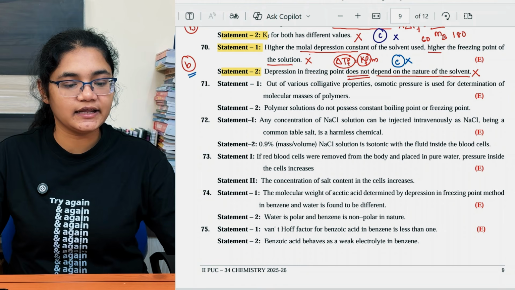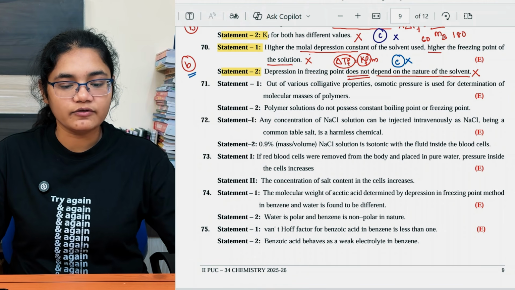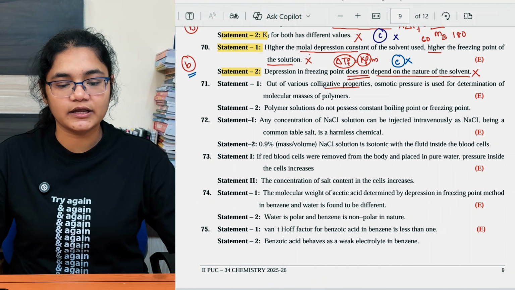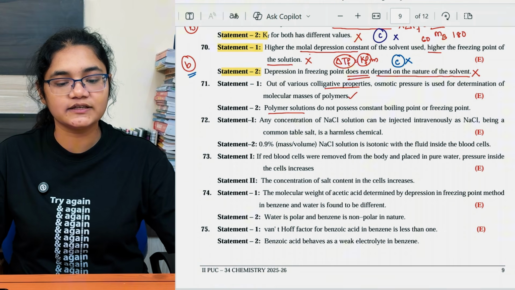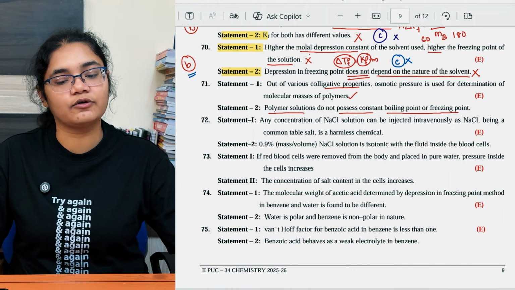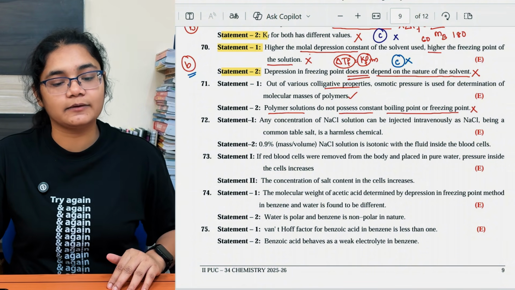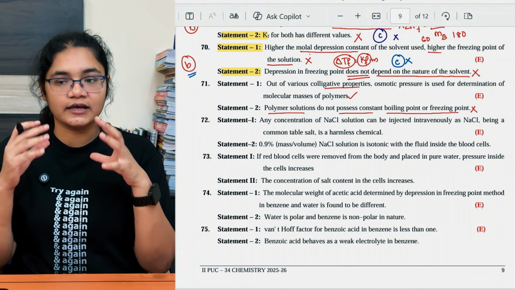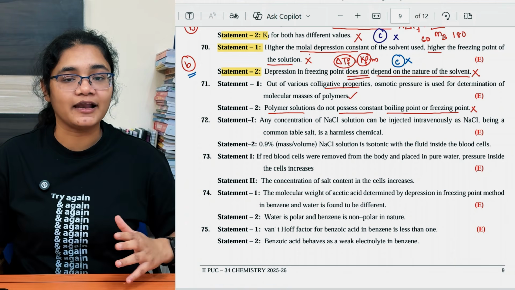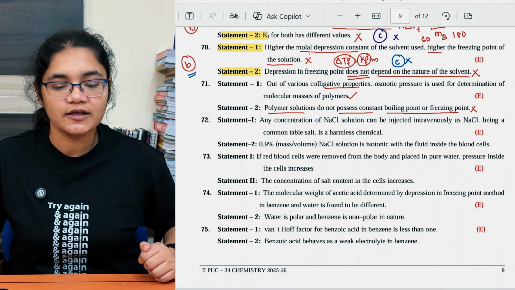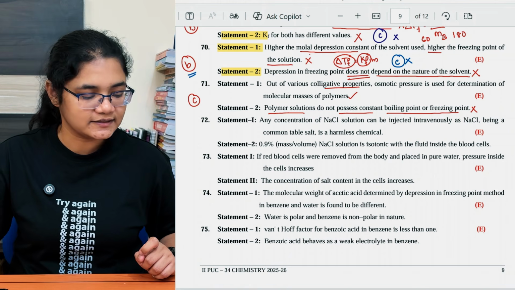Now moving to the 71st question. Let me just change the ink. Out of the various colligative properties, osmotic pressure is used for the determination of molecular mass. Yes, that is correct. Polymer solutions do not possess constant boiling or freezing point. No, that is not the reason why we use osmotic pressure. This statement is wrong. The reason is that even for a small amount of polymer, we get a very big value, which helps in easier calculation. So statement 1 is correct, 2 is incorrect, so it has to be option C here.